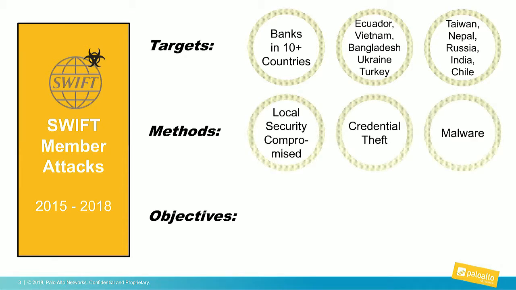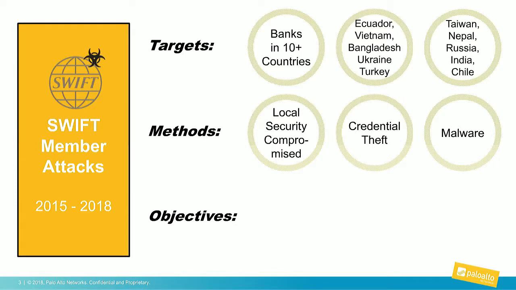So what actually happened in these cases? Well, typically what it was is that the local environments at these SWIFT member institutions were somehow bypassed, and after that initial compromise occurred, eventually that led to some credential theft, which was then used to initiate fraudulent fund transfers. And at this point, the total of those fund transfers is probably in the neighborhood of $200 million or so.